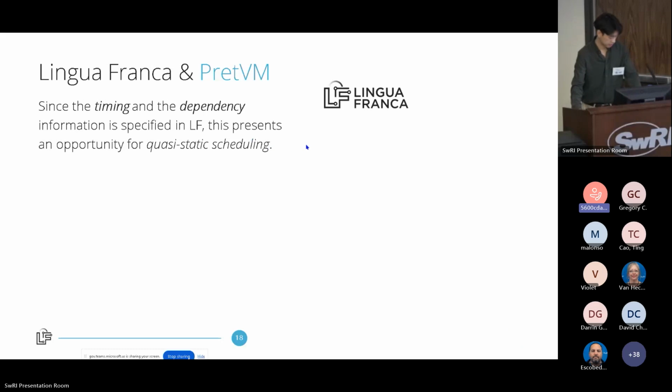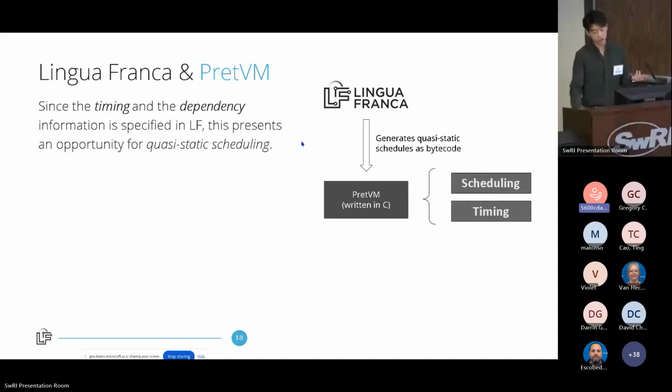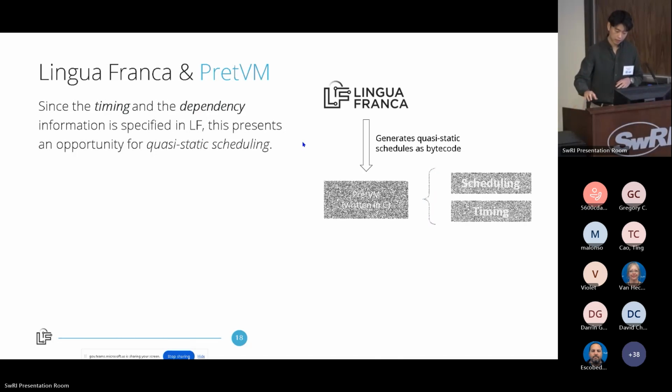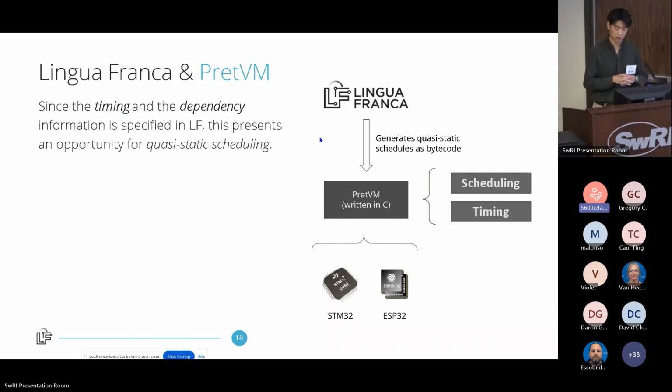And let me quickly expand on that. Since the timing and the dependency information is specified in Lingua Franca, this presents an opportunity for quasi-static scheduling. So what this means is that we can generate quasi-static schedules from Lingua Franca programs as bytecode. We can feed that bytecode into a virtual machine that we implemented called PretVM. And essentially, the bytecode contains information about the scheduling and the timing of our system. Then we can further compile the whole C project down, tailored for specific chipsets like STM32 and ESP32.